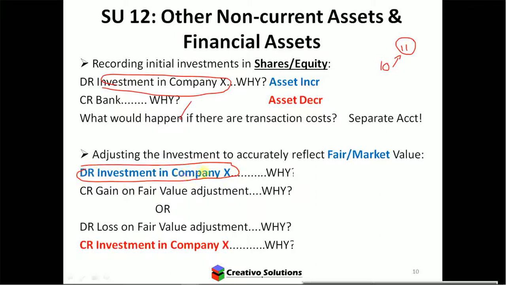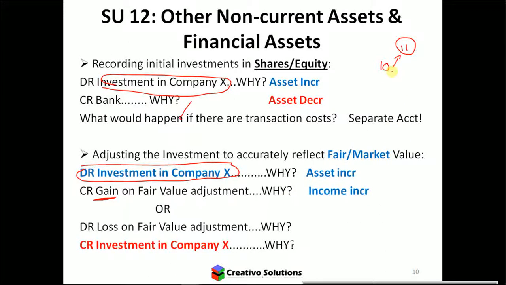So if the return is positive, did I make a gain? Yes, I did. So the gain on the fair value adjustment. Fair value adjustment means what it's actually worth today. Yesterday it was worth 10. Today it's worth 11. So did I make a gain? Yes. What type of account do you think the gain is going to be viewed as? Asset. No, the gain. Or income. Yes. The asset is going to increase in value. The gain is seen as income. So you're going to debit the asset, credit the income.